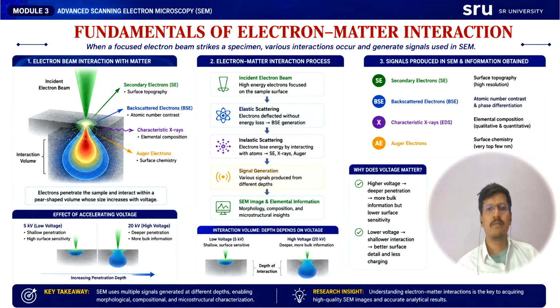Let us discuss these signals individually. You can see the first signal, secondary electrons, which provides information about the surface topology. These secondary electrons are low energy electrons emitted from the near surface region of the sample. Almost, it is reflecting back from the upper surface of the sample.